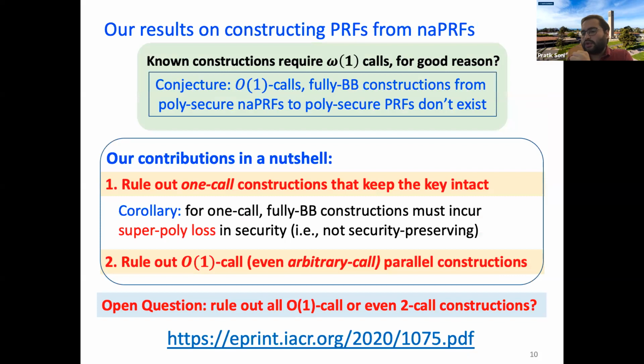So this concludes the short talk. The paper will be on ePrint, and the link to the full talk is on the SCN website. In terms of open questions, clearly the big one is to rule out all constant call constructions or even obtain a 2-call result. And with that, I'll be happy to take any questions.